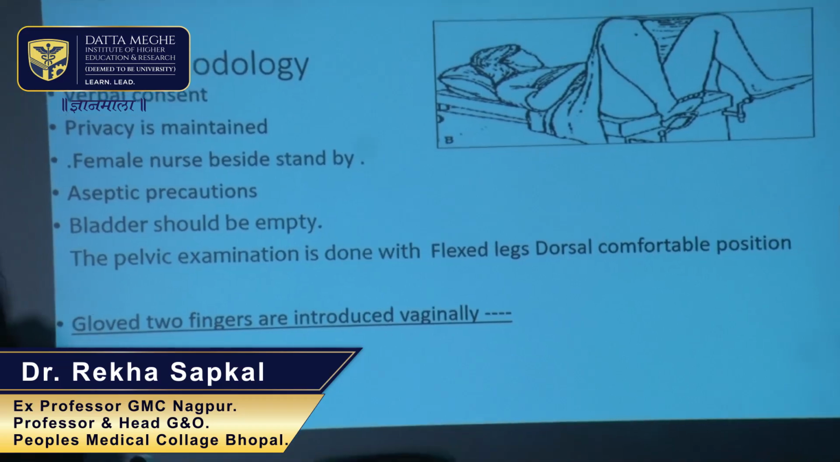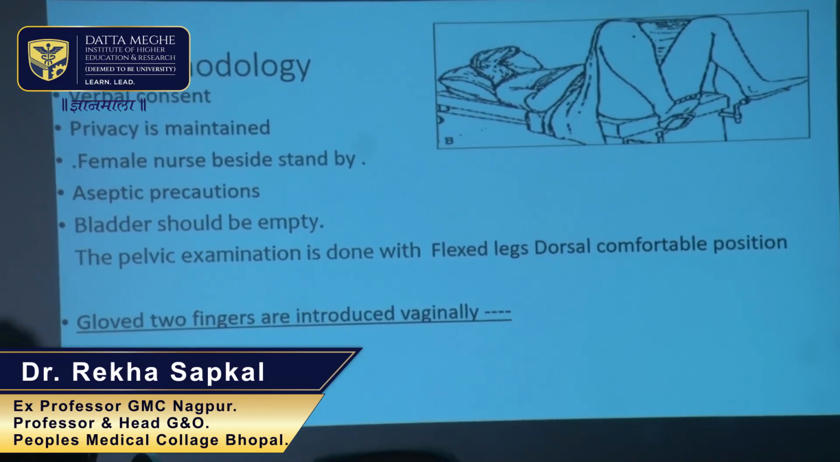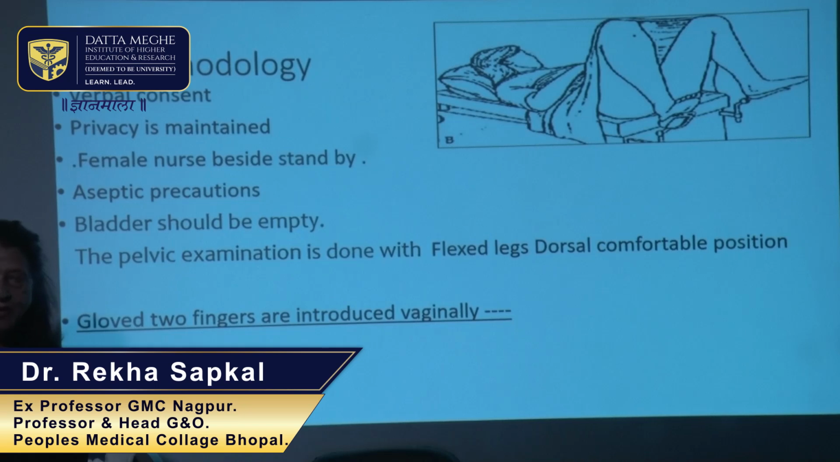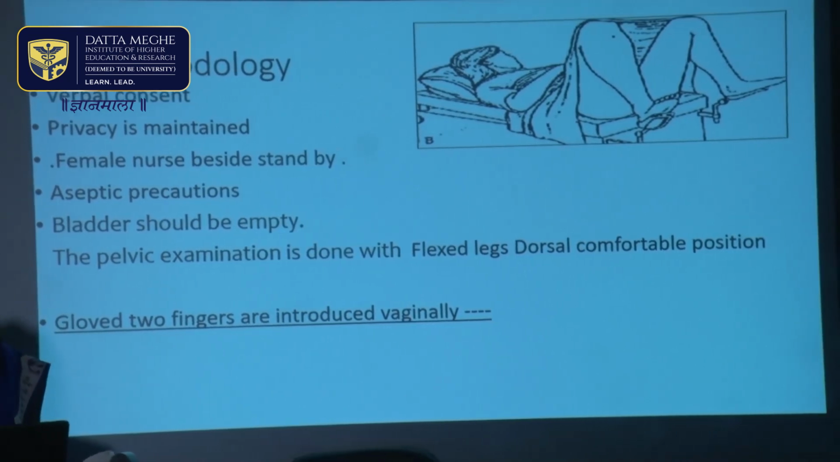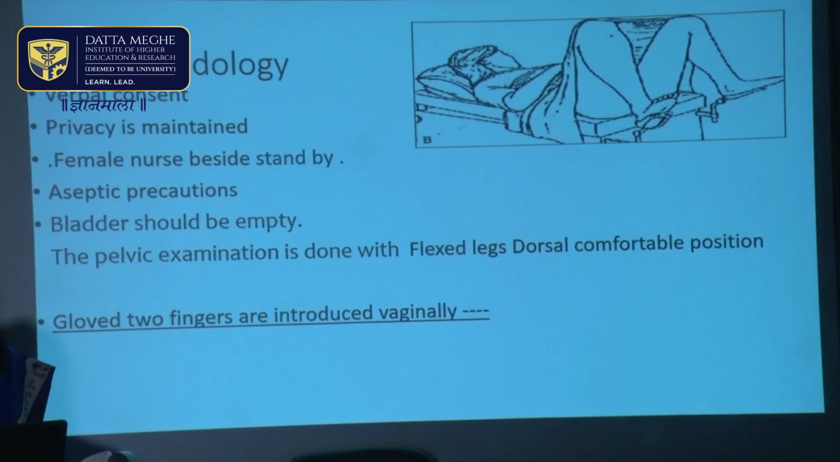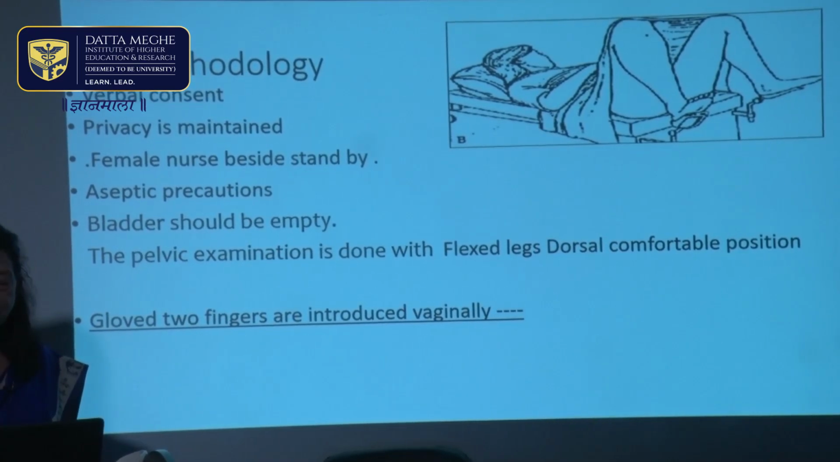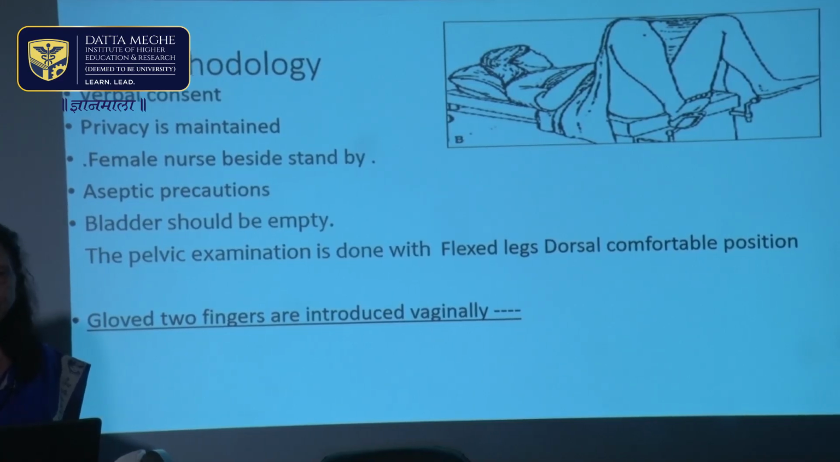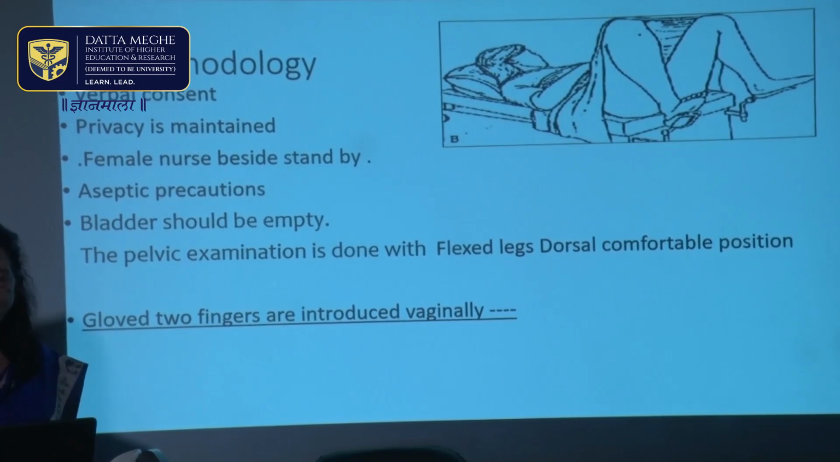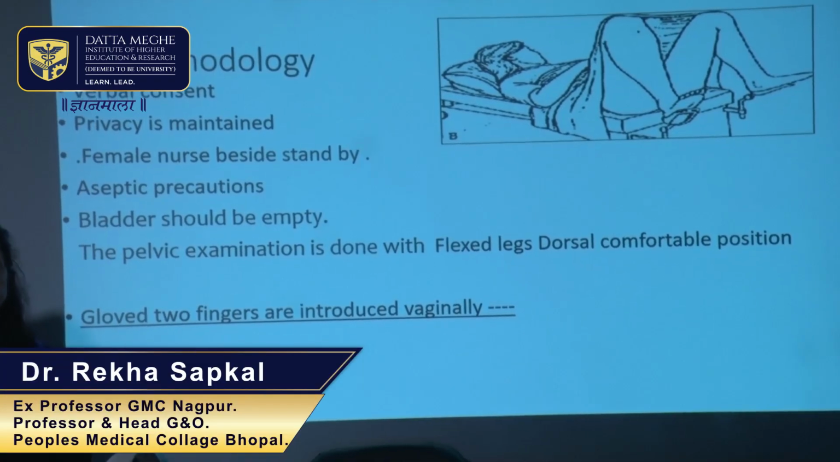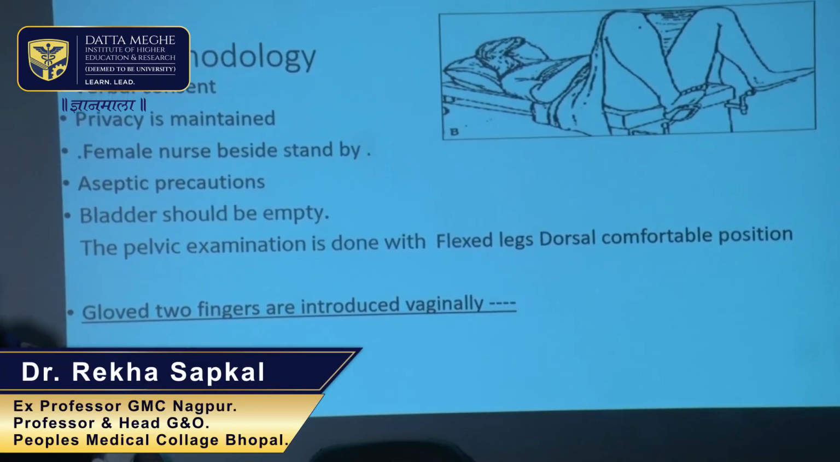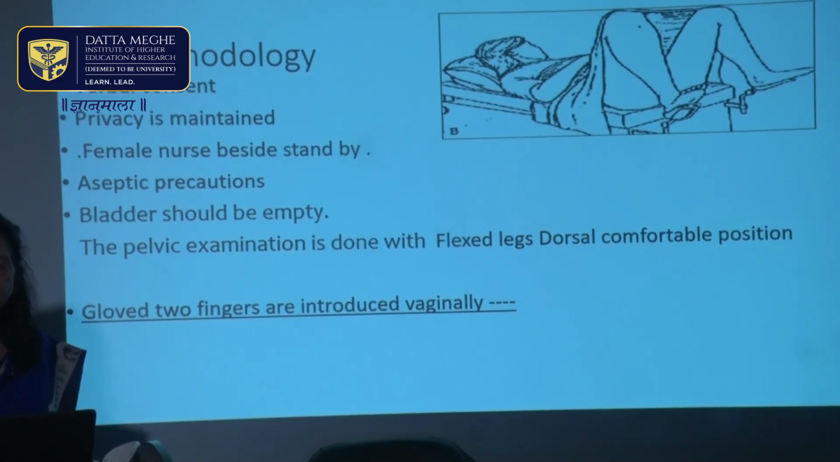How to assess the pelvis? What is the exact methodology? Verbal consent is, of course, very important. Privacy is maintained. A female nurse should be on standby. Aseptic precautions are required because we are doing an internal examination. The bladder should be empty. If the bladder is full, the station of the head and the sacral promontory we cannot make out properly. So, make sure the bladder is empty. The position of the patient should be dorsal, a comfortable position with flexion of the legs.